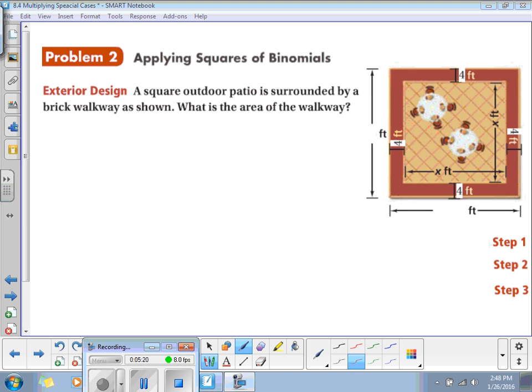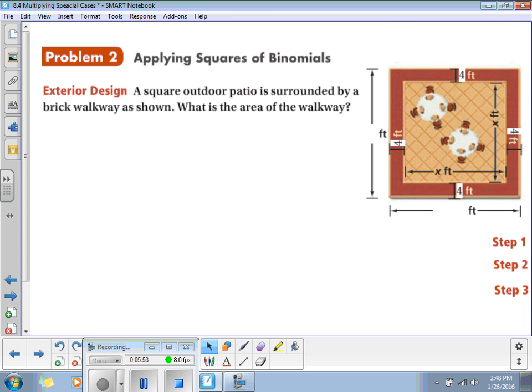Problem 2 is applying squares of binomials. Here we have a square outdoor patio surrounded by a brick walkway. We want to know what is the area of the walkway. So how would I find just this red part out here? What would my first step be? What is the first step?